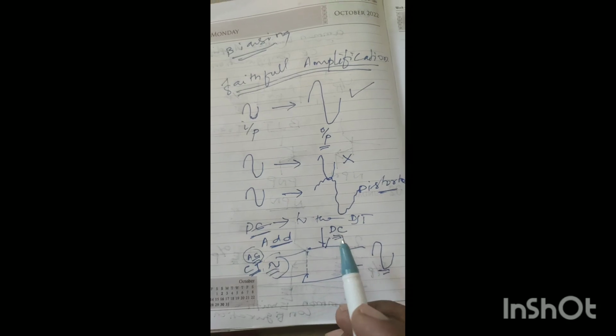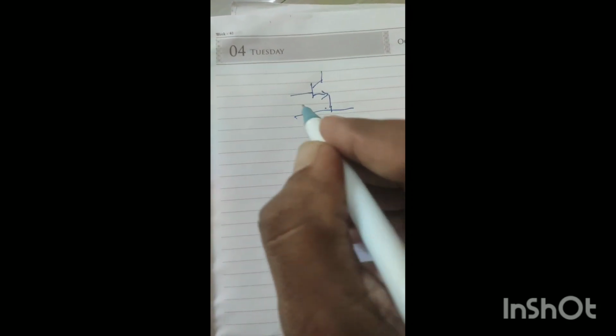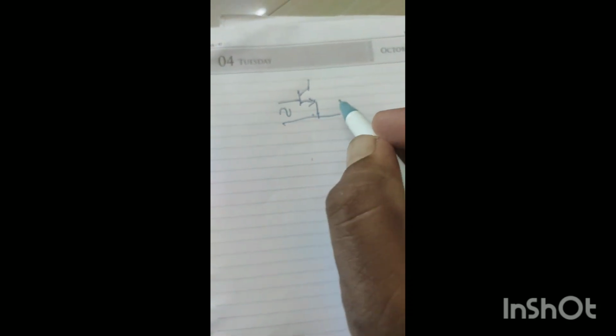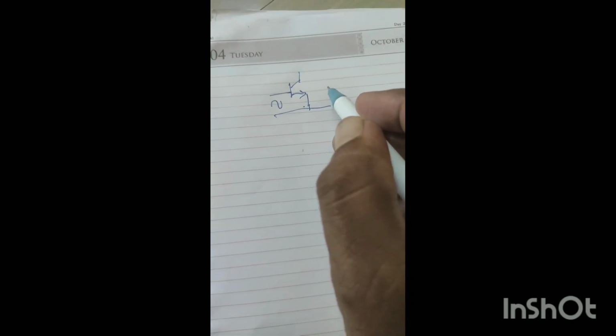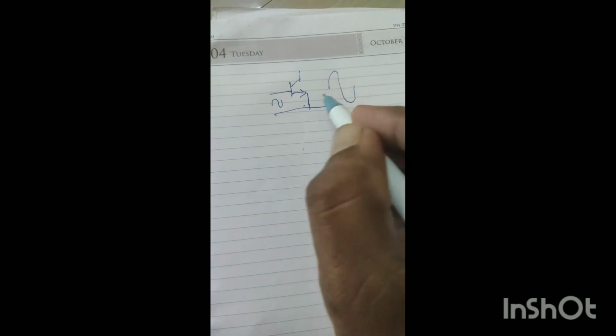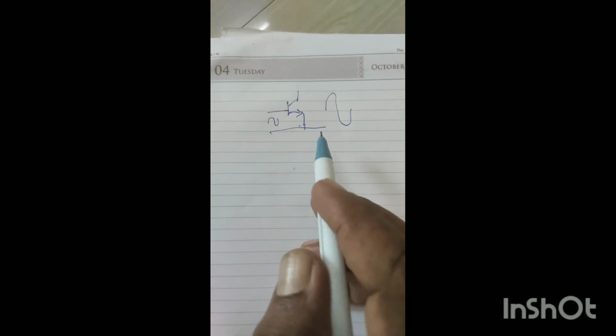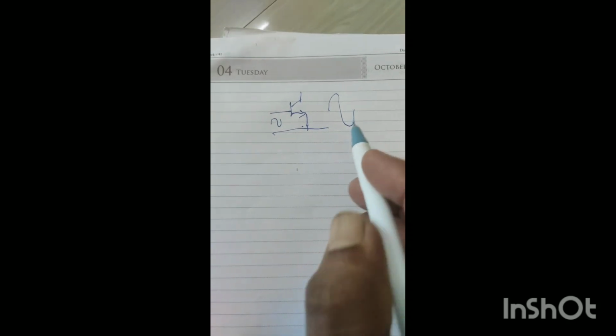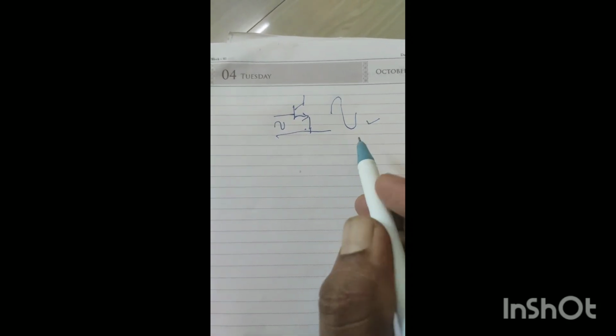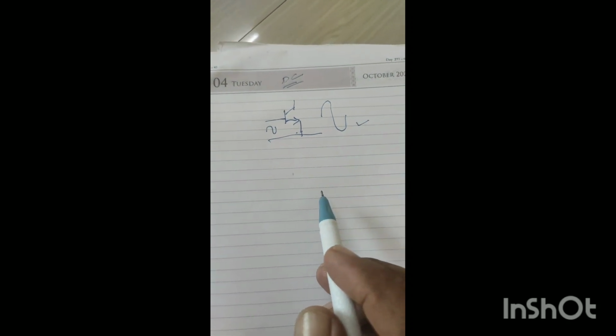So why do we have to do this? Like we say, this one is a common emitter amplifier. In the common emitter amplifier, if I give the input AC signal, it will be amplified like this. Usually it should happen in such a manner, then only we can achieve faithful amplification. But we cannot achieve this without the DC biasing signal.